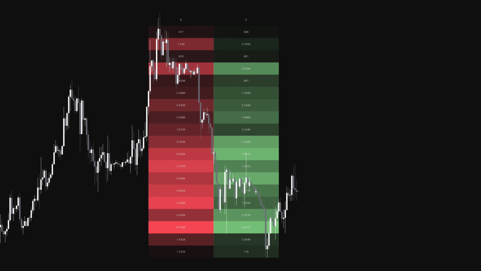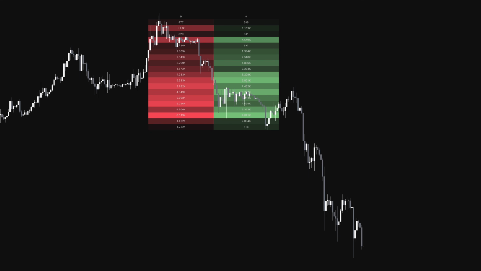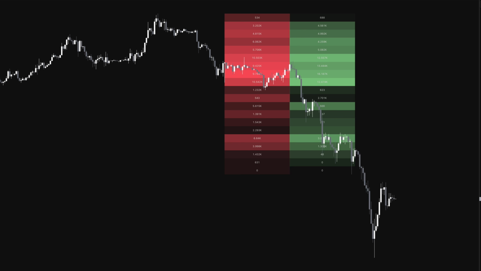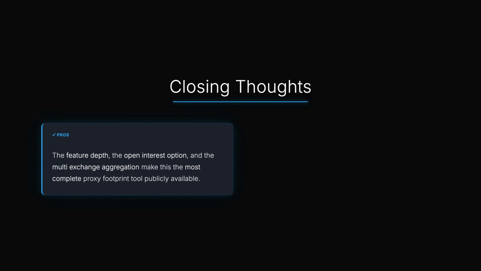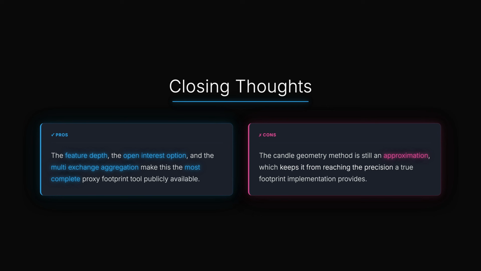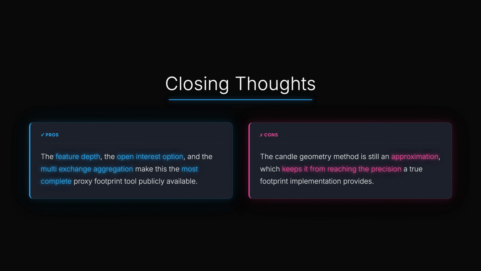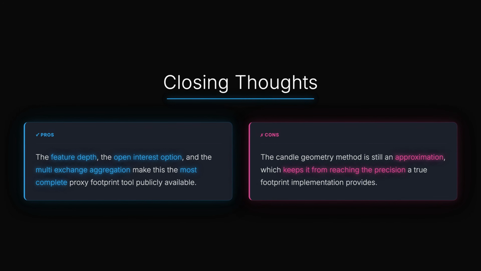The open interest mode partially sidesteps this issue because open interest change is genuine exchange data, but the volume mode shares the proxy ceiling. The feature depth, the open interest option, and the multi-exchange aggregation make this the most complete proxy footprint tool publicly available. The candle geometry method is still an approximation, which keeps it from reaching the precision a true footprint implementation provides.